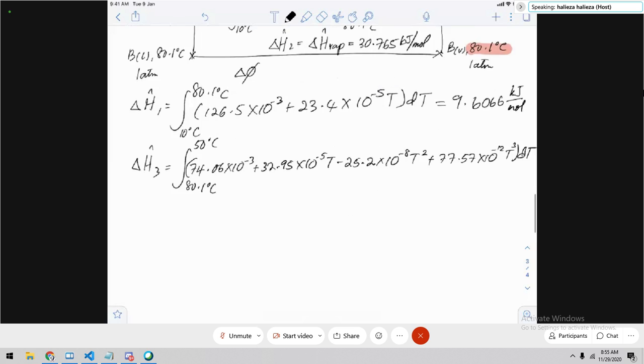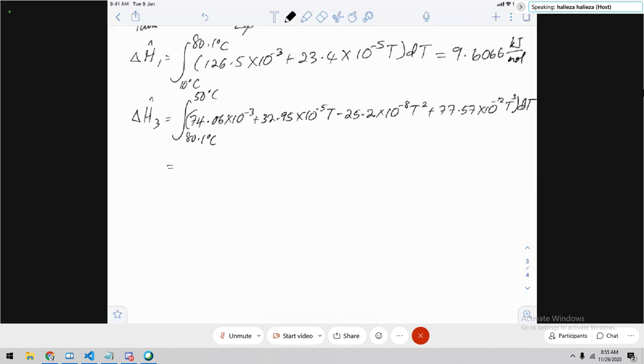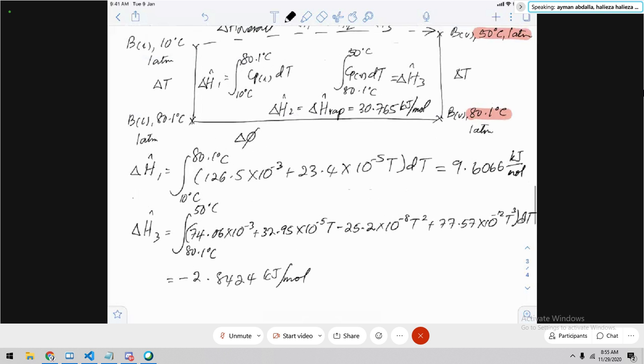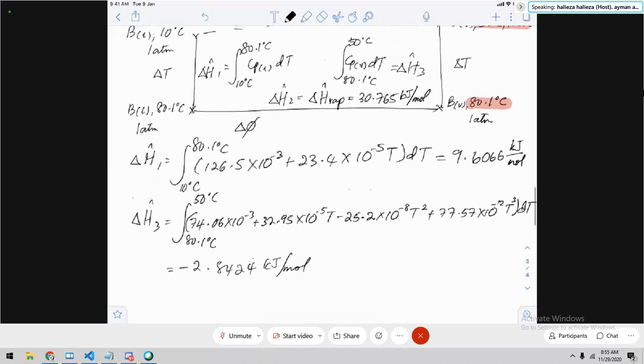So what is the value after you have calculated? Just look at the temperature. You started at a higher temperature and you end up at a lower temperature, so definitely you will get a negative sign. So I got 2.8424 kilojoules per mole. Anybody getting the same? Yes, the same, Aiman. Good. You don't have to write that down.